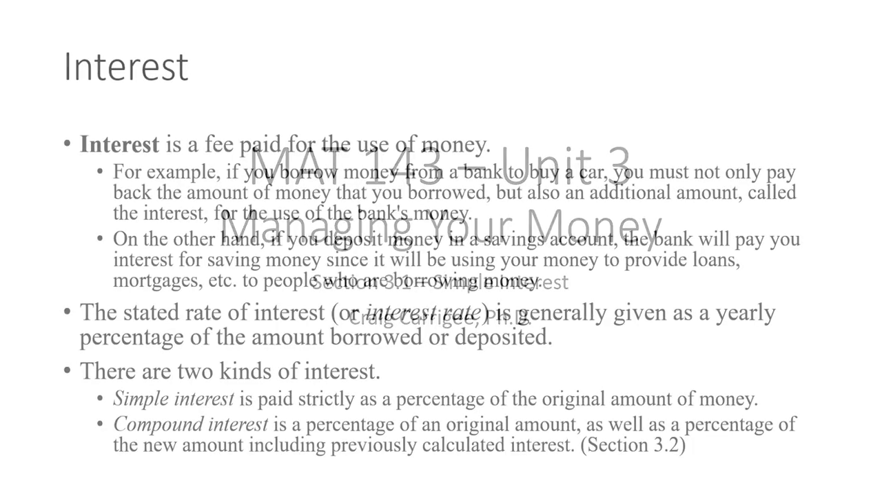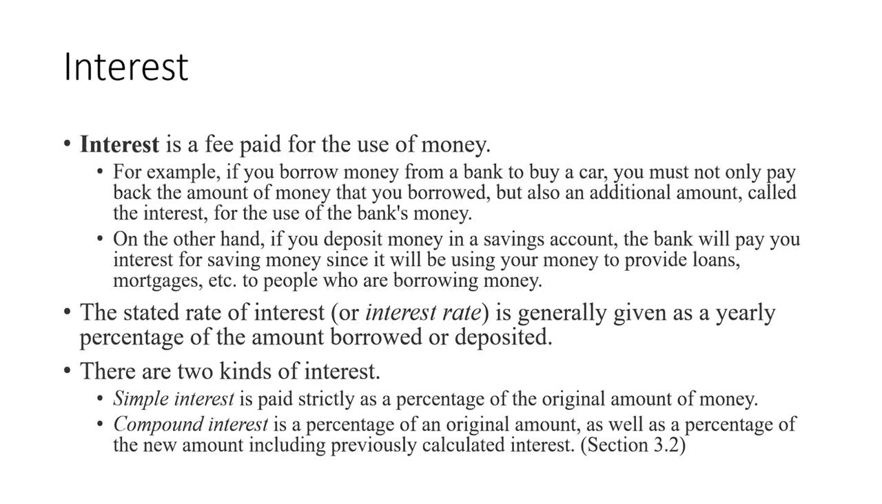So interest is just a fee that's paid for the use of money. If you borrow money from a bank to buy a car, you have to pay back the amount of money that you borrow, but you also have to pay some additional amount, the interest, for using the bank's money, for them letting you borrow their money. If you deposit money into a savings account, the bank uses your money, and so you earn interest from the bank on your money. The stated rate of interest, or the interest rate, is generally just given as a yearly percentage of the amount that's borrowed or deposited.